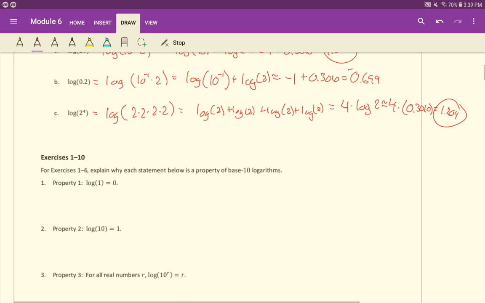Alright, so let's take a look at some of these here. So for exercises 1 through 6, explain why each statement below is a property of base 10 logarithms. Okay, so property 1 here is if you take log of 1, you'll get 0. Now this is actually a property that can be generalized to any logarithm. So a more general logarithm, you can say, is log base b of 1 will be 0. Where b, again, is greater than 0, and b is not equal to 1.